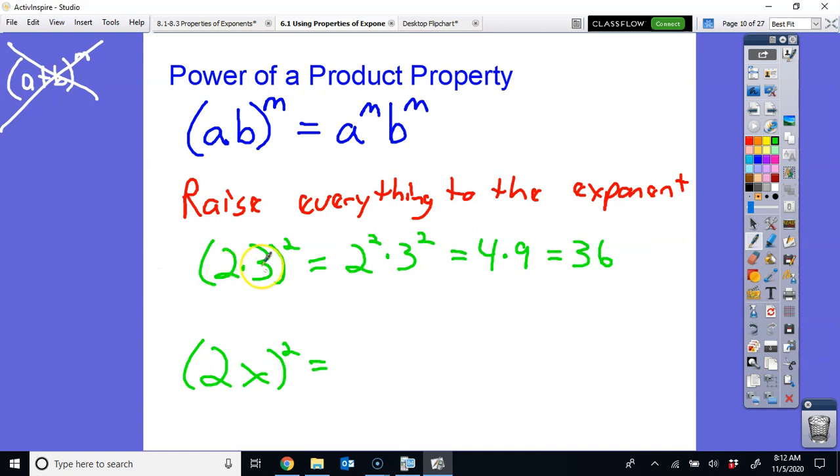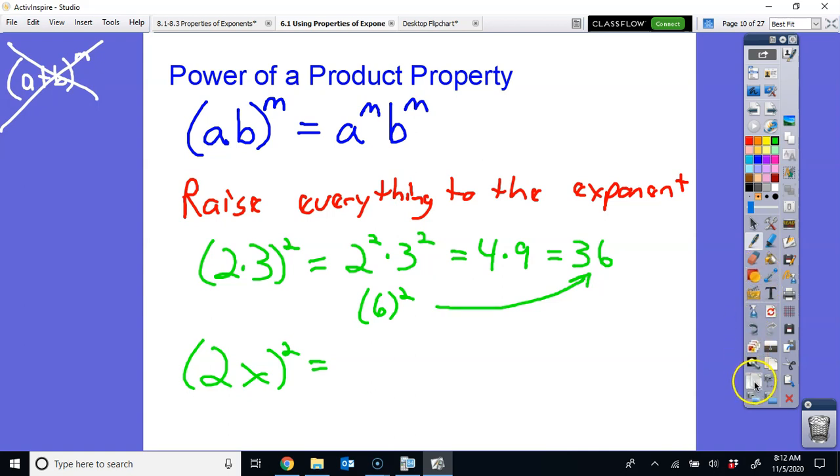So 2 times 3, another option for this one is to not even use the first property that we're looking at here, power of a product. You could actually use just the product of exponents. 2 times 3 is 6, so you could say 6 squared, and it's still 36. Either way, you can use the property there or not. Now, with the one at the bottom here, with the variable, you have to be able to use the property.